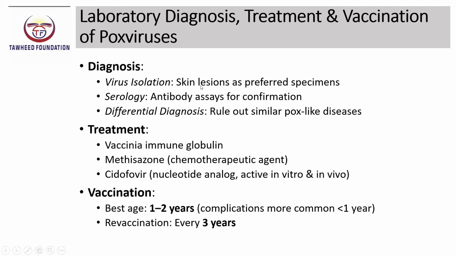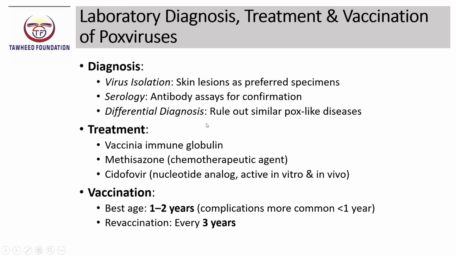Laboratory diagnosis of pox virus. Several tests are available to confirm the diagnosis of smallpox: isolation and identification of virus. Here, skin lesions are the specimen of choice for viral isolation. Serology: antibody assays can be used to confirm a diagnosis.